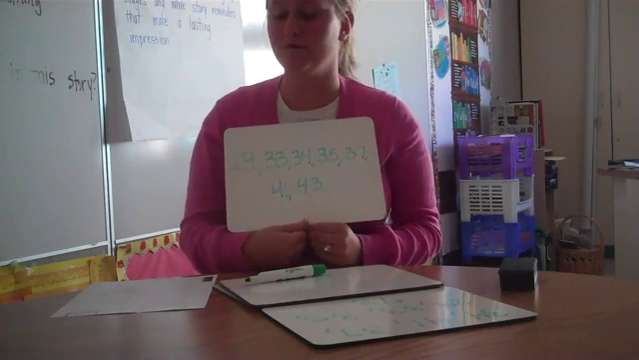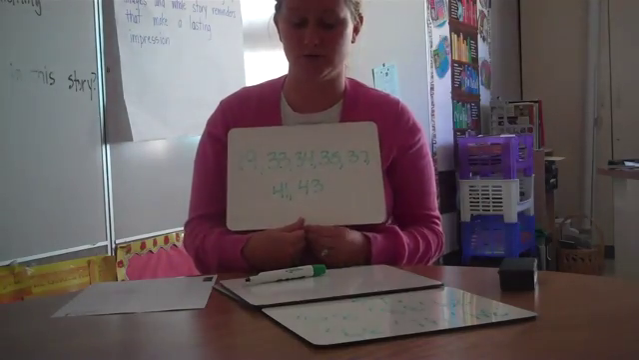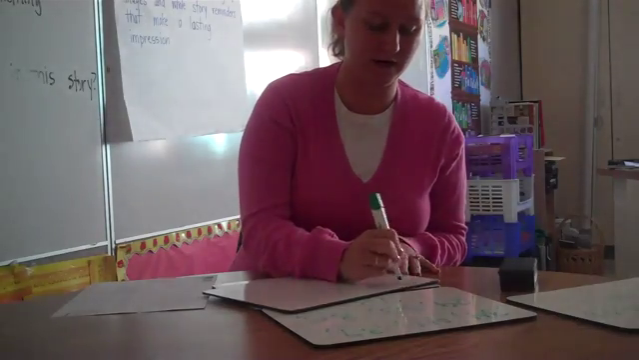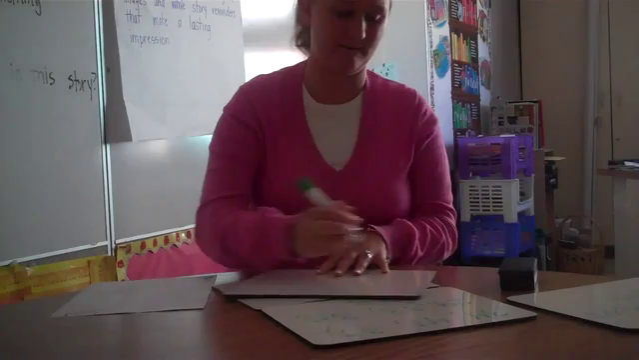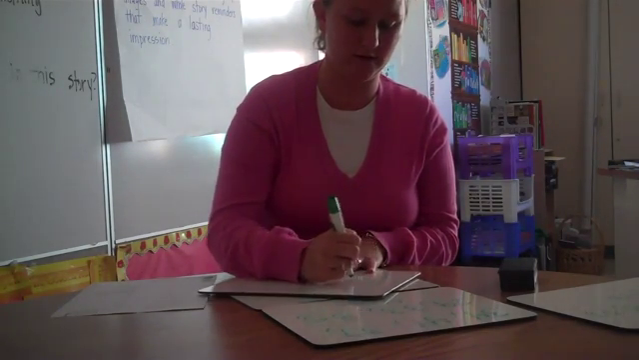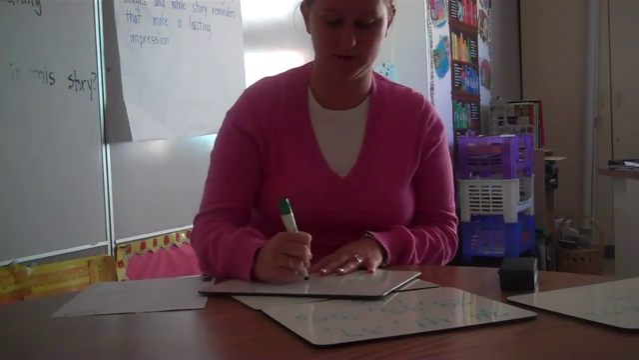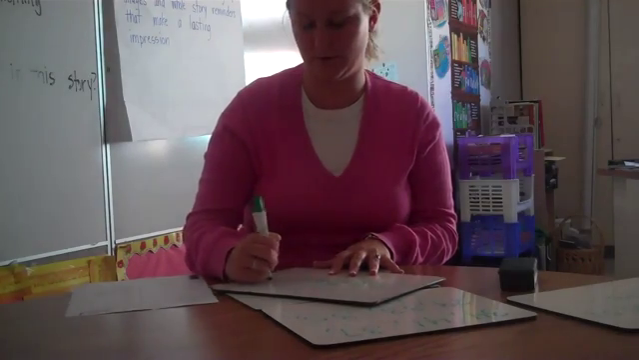Okay? When we find the mean, we have to add up all the numbers and then divide by the number of numbers. Okay, so when I add up all the numbers, I add 29 plus 33 plus 34 plus 35 plus 37 plus 41 plus 43.